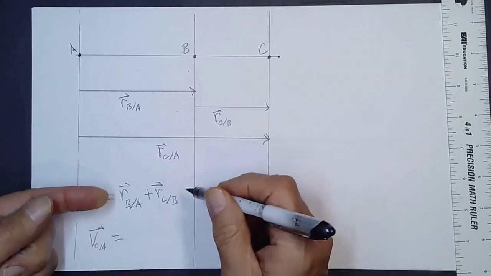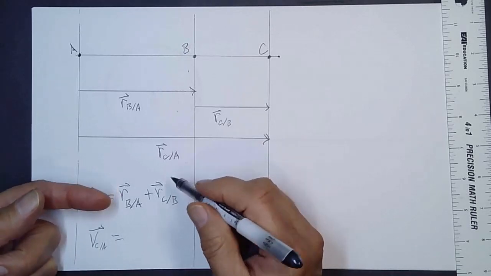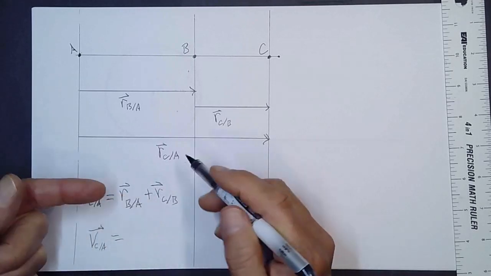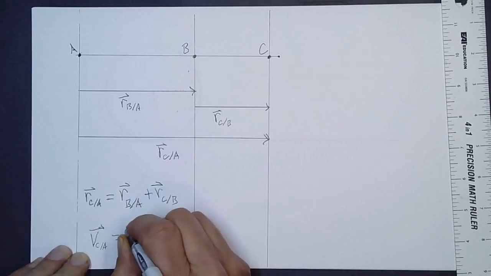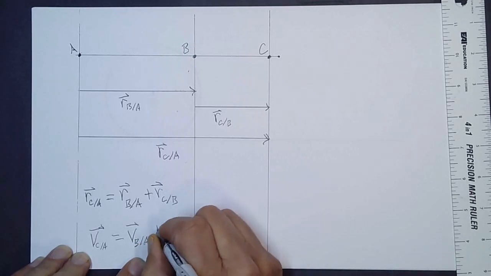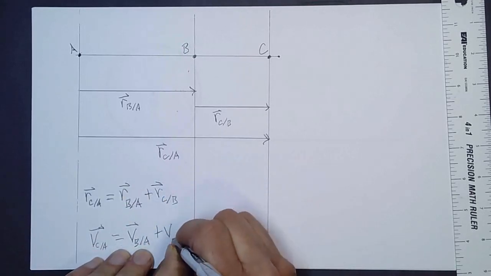If I take the derivative of the right side, I have the derivative of a sum, but the derivative of the sum is the sum of the derivatives. So the derivative of this is the velocity of B with respect to A. And this, when I take its time derivative, would be the velocity of C with respect to B.